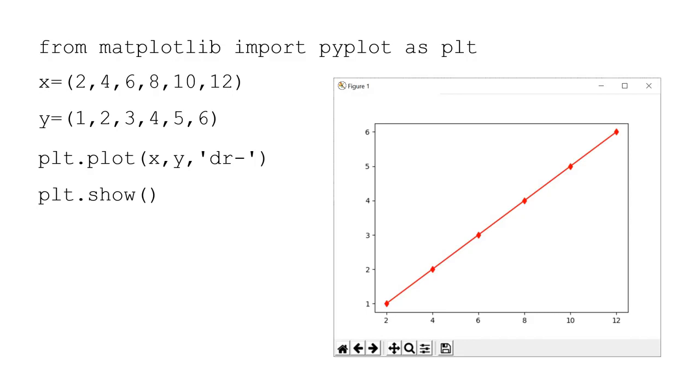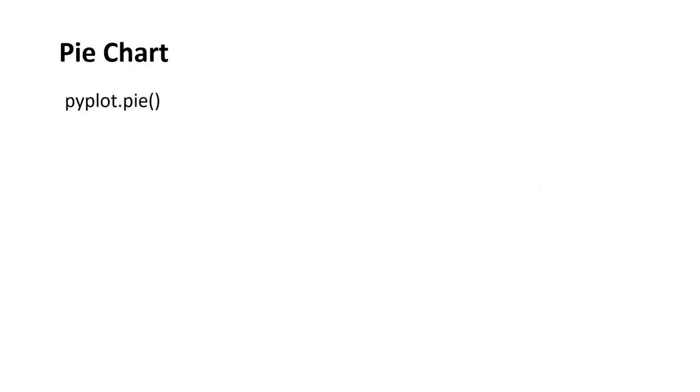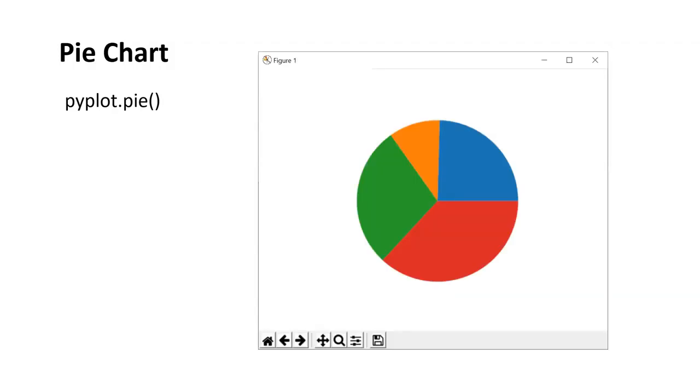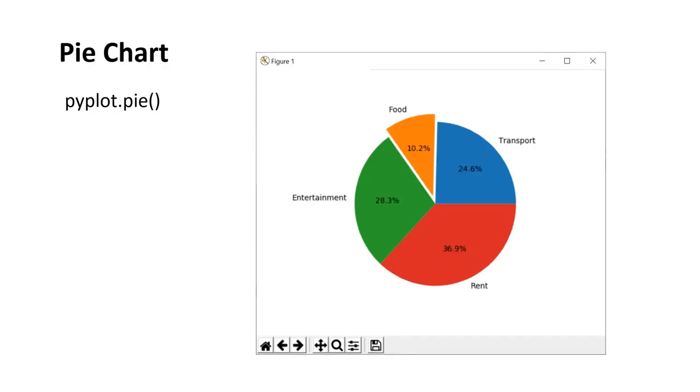Now let us see how to plot pie charts. The pie function of the pyplot module is used to plot pie charts. The pie function takes a list of numeric values as arguments and plots these values in a pie chart. But such a chart without any labels does not convey anything. To properly label the chart, the pie function takes a number of keyword arguments.